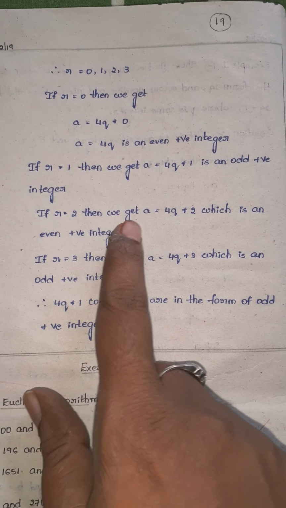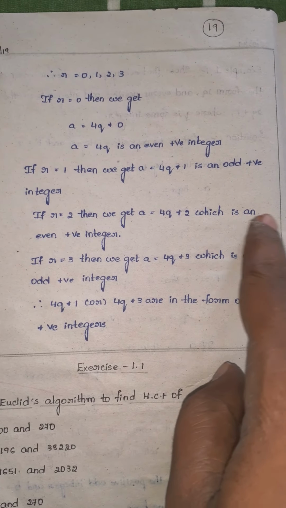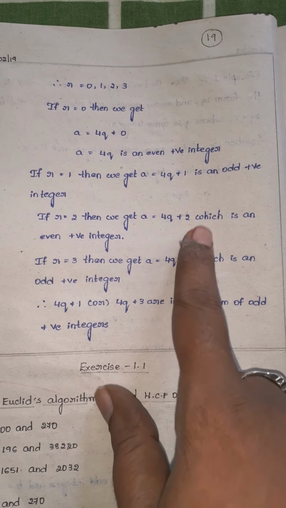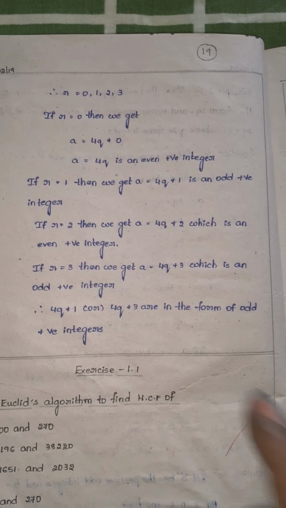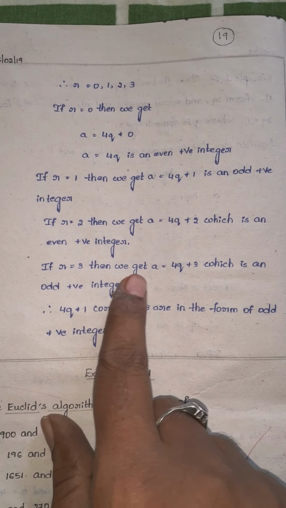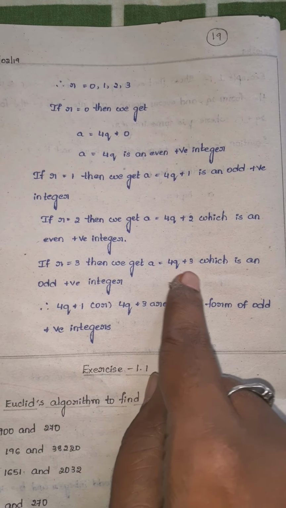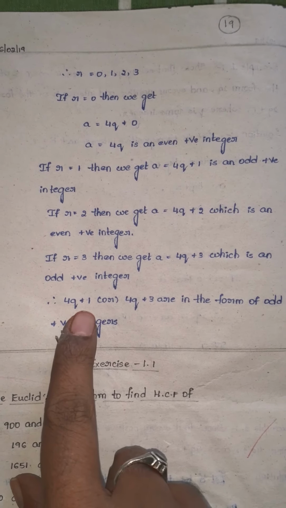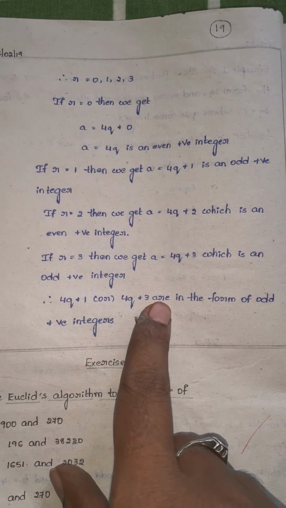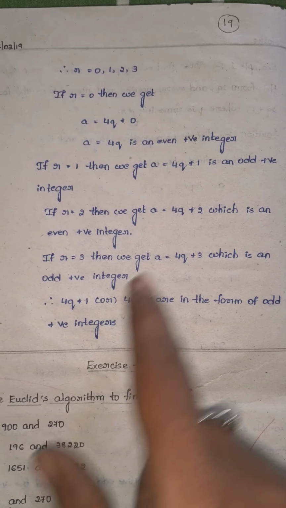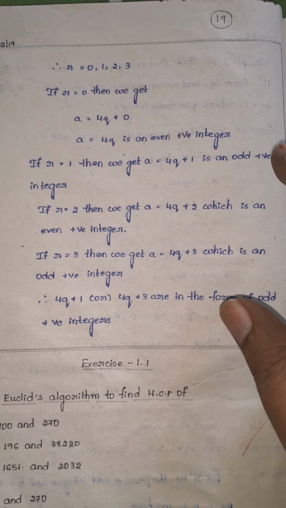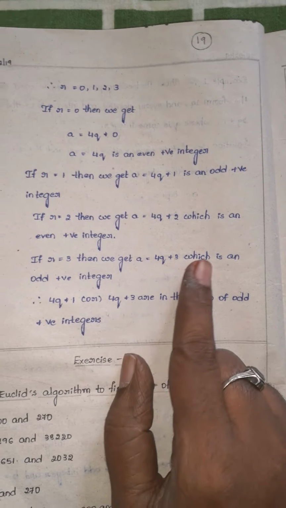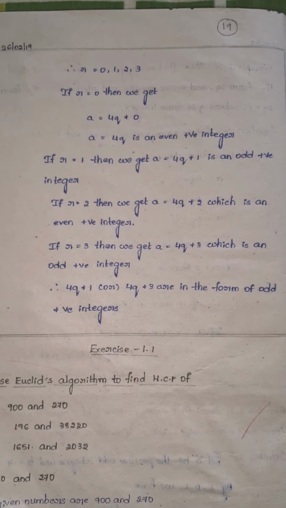If r equals 2, then we get a equals 4q plus 2, which is an even positive integer. Why? Because 4q is even and 2 is also even, and even plus even is even. If r equals 3, then we get a equals 4q plus 3, which is an odd positive integer. Therefore 4q plus 1 or 4q plus 3 are the forms of odd positive integers. Why? Because in our question he is asking only for odd positive integers, so we are getting 4q plus 1 and 4q plus 3. It is also an important 2 marks question.